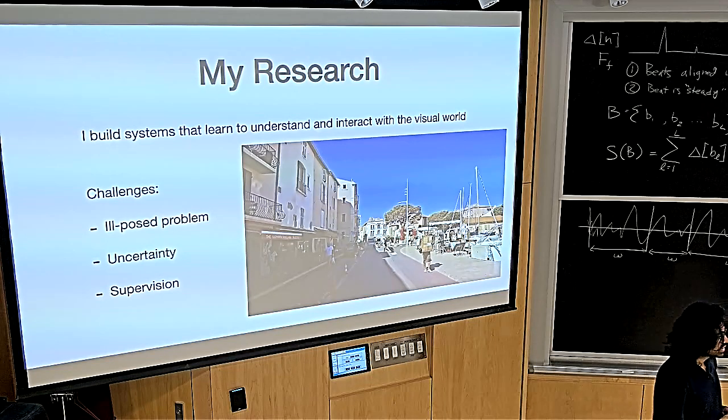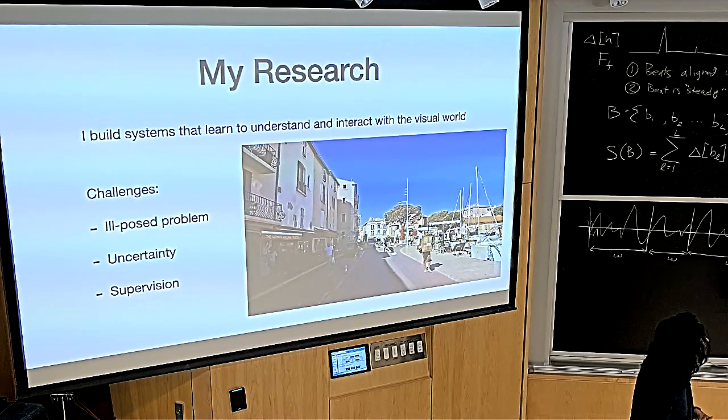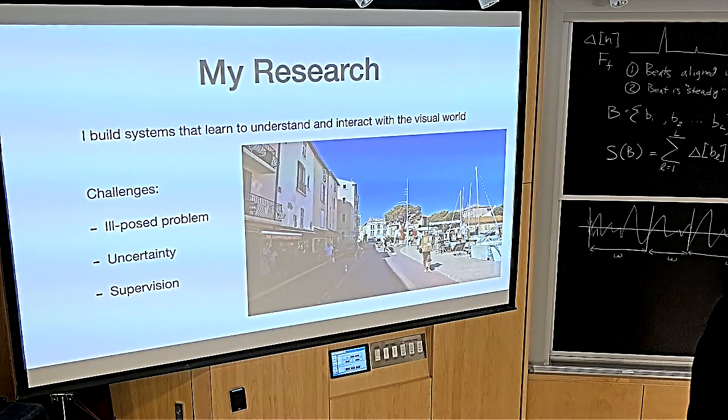I guess you have already covered prior-based reconstructions, right? So that's this problem. Then there's uncertainty.